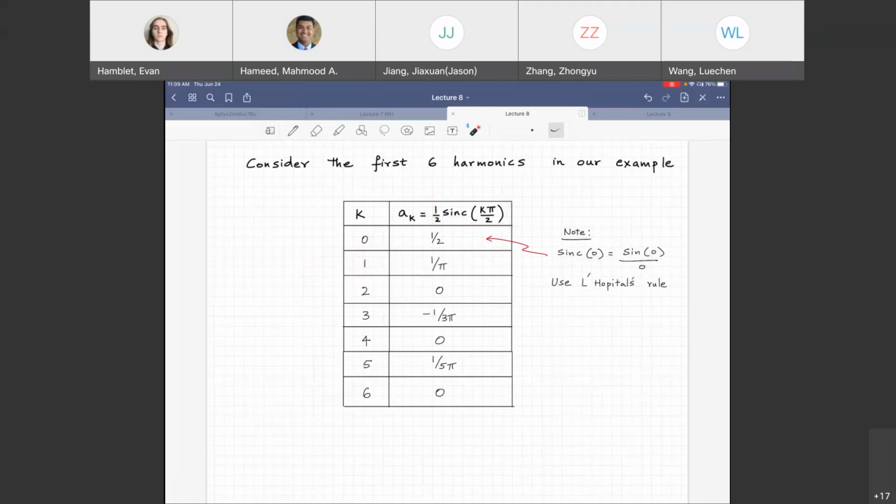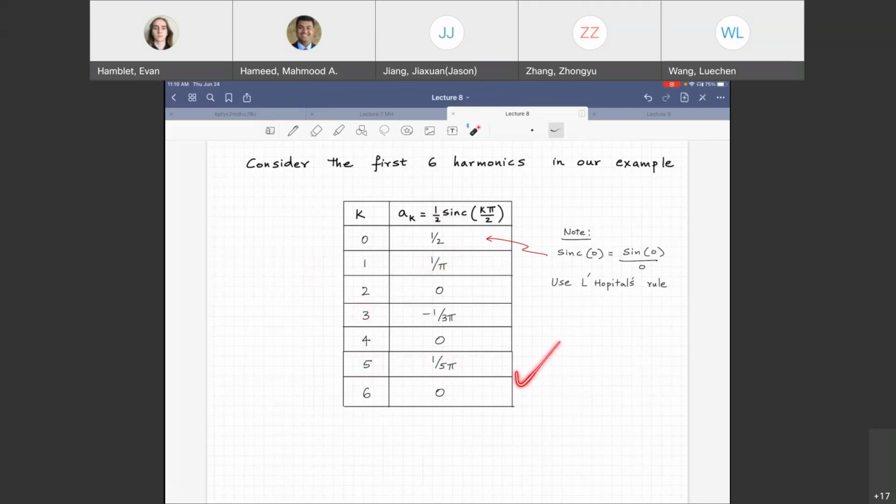Next, plug in a 1. What do you get? Half sinc pi over 2. Evaluate it: sine pi over 2 divided by pi over 2. You will be left with 1 over pi. And do the same thing for the rest. You will get this table: A1, A2, A3, A4, A5, and so on. What do you notice? The first thing is that all the even harmonics are going to 0. This is a very famous property of a square wave: all its even harmonics are 0. And all its odd harmonics go this way: 1 over pi, negative 1 over 3 pi. The sign is alternating, plus, minus, and it is 1 over pi, the third will have 3 in the denominator, the fifth will have 5 in the denominator, and so on.